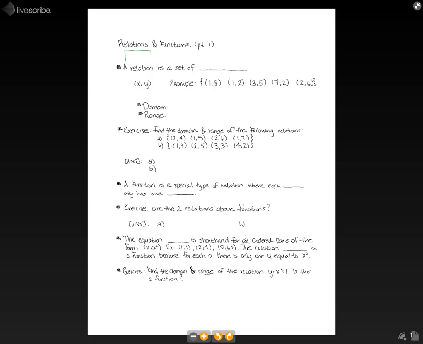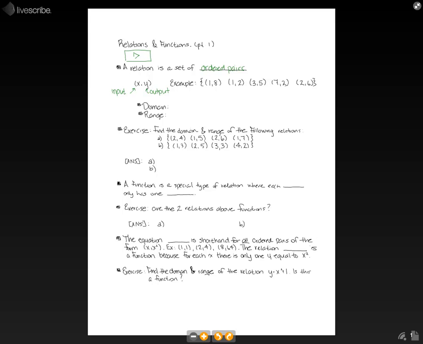In this video, we will be talking about relations and functions. A relation is just a set of ordered pairs where we have inputs and outputs. So usually we write it in the form (x, y), where x is our input and y is our output.